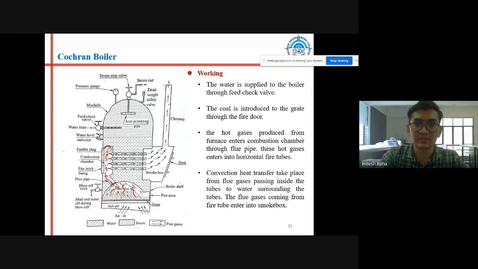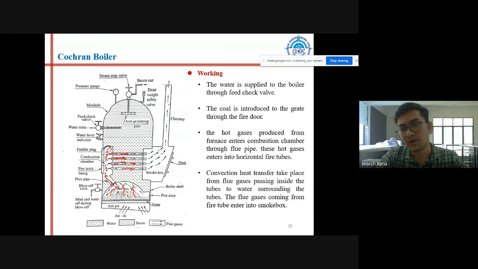You can see the combustion chamber is closed from top. Okay, so where will the flue gases go? They will go inside these tubes. So flue gases will be passing through these fire tubes. Okay, they will be inside the tubes.